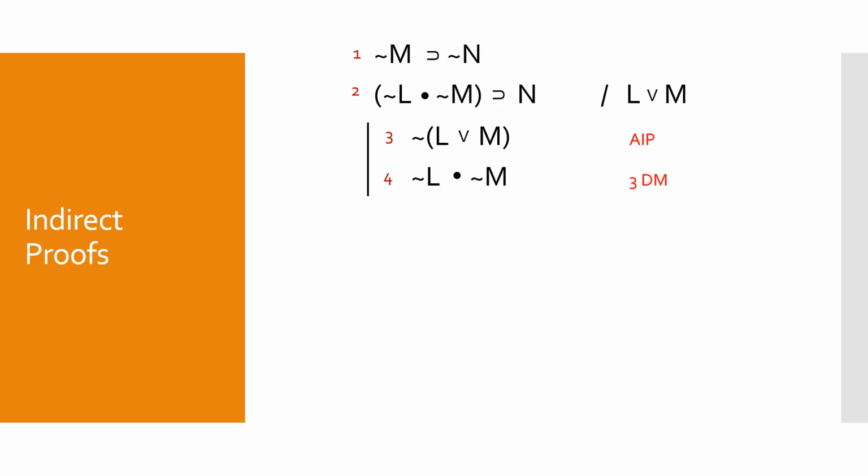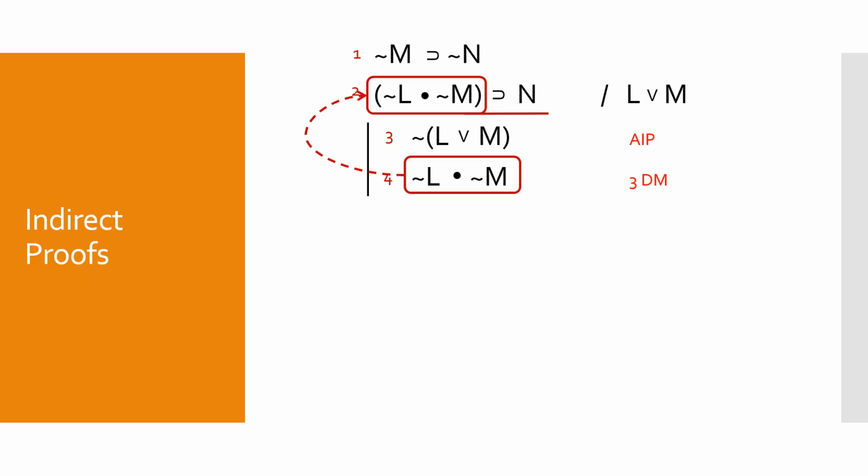Now, a fairly reasonable starting place with all of this is to take line 3 and simply convert it using De Morgan's law into a conjunction of it's not L and it's not M. And you can see why, if you just start looking around in the argument, that particular statement is the entire antecedent of line 2, which is simply a conditional statement.